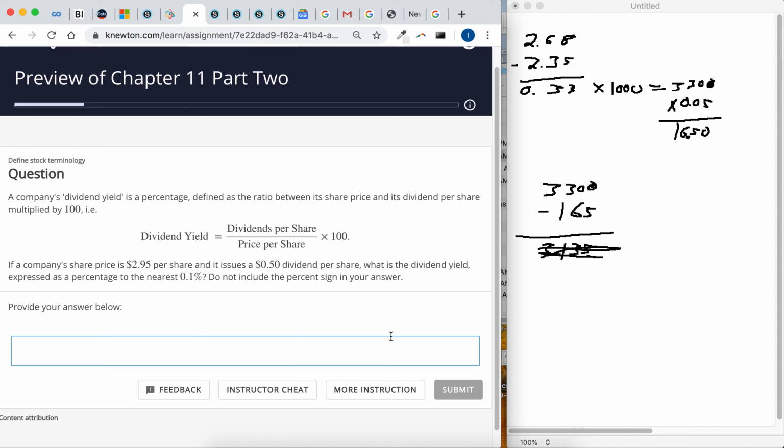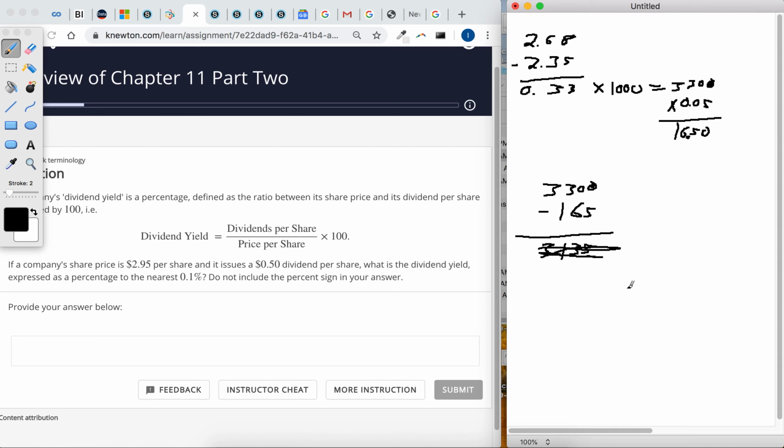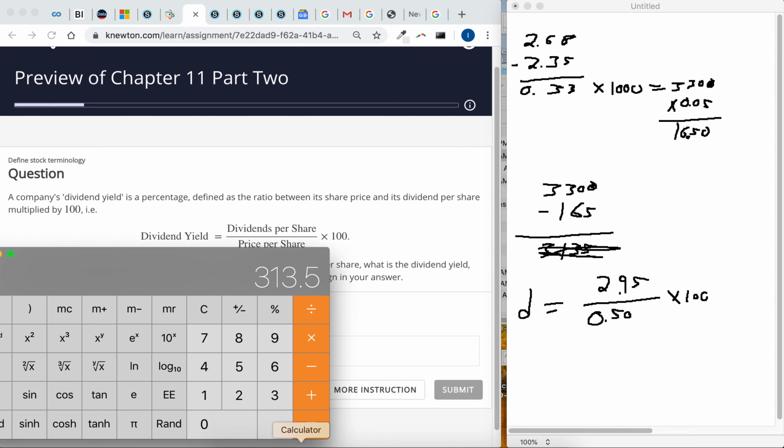Okay, a company's dividend yield is a percentage defined as the ratio between its dividend per share and its share price, multiplied by 100. So you just have to plug in the dividends per share divided by the price per share, times 100. That's the dividend yield. So the company's share price is $2.95 per share, and it issues a 50-cent dividend per share. So what is the dividend yield? Just call that lowercase t. Express as a percentage to the nearest tenth of a percent. So pretty straightforward there.